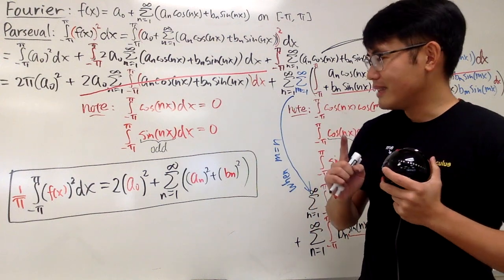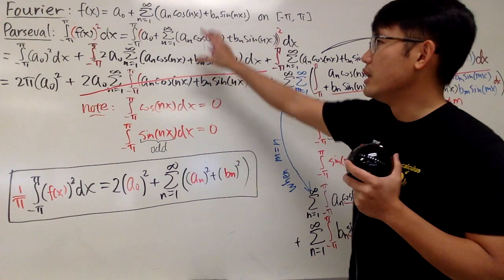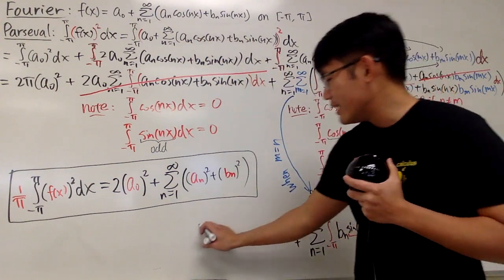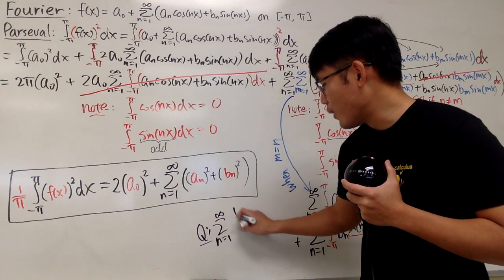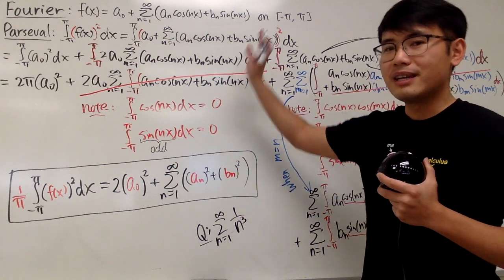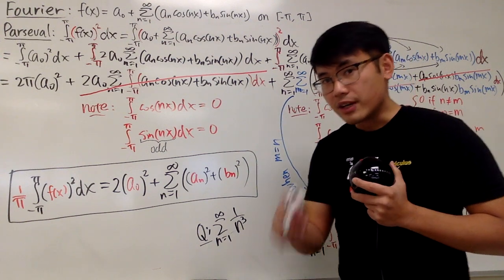Well, question for you guys. Is it possible for us to use this right here and also the Fourier series to figure out the sum as n goes from 1 to infinity of 1 over n cubed? Is this possible based on the things that I have demonstrated for you guys? Well, leave a comment down below, let me know.